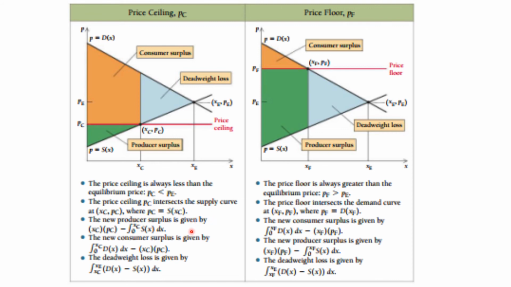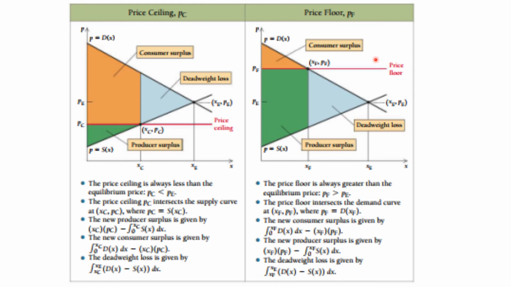Now the new producer surplus is given by the area of the rectangle, XC times PC, minus the integral from 0 to XC. Now we only go up to this point because that's where things happen. That is the price ceiling, S of x dx. The new consumer surplus is given by the integral of the demand, and we only integrate up to XC because that's associated with PC, and then it is minus XC times PC. And the deadweight loss is given by, we integrate from XC to XE, and this is the demand minus the supply.